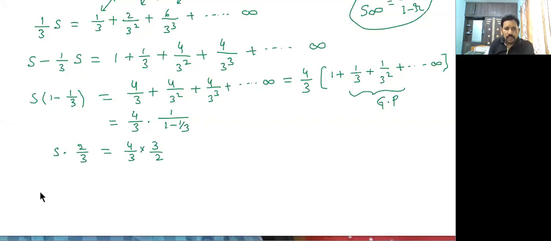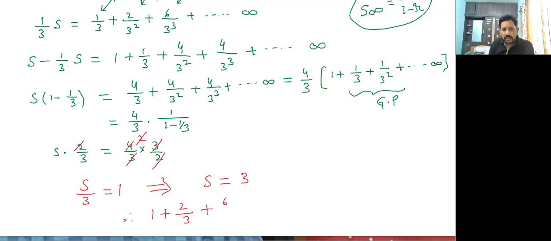So 3 cancels, 2 twos are 4, and 2 also cancels. Finally, S by 3 is equal to 1, so S is equal to 3. S means the sum of the problem series: 1 plus 2 by 3 plus 6 by 3 square plus 10 by 3 cube plus, and so on up to infinity. That value should be 3. This is the answer.